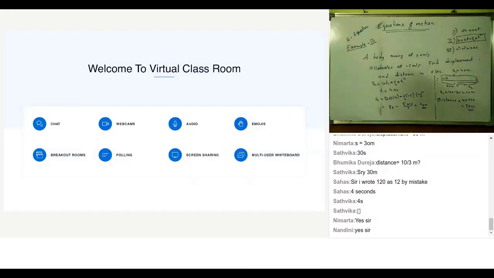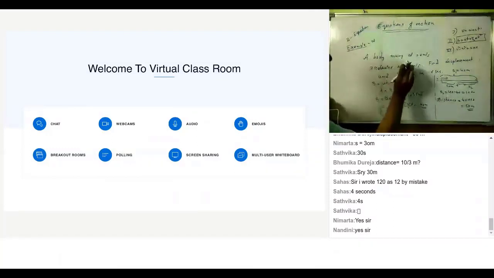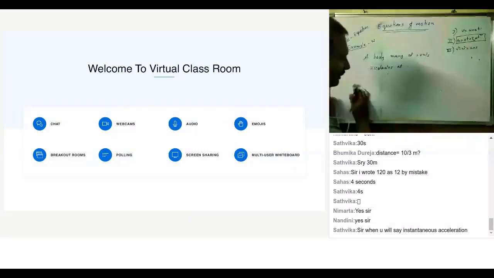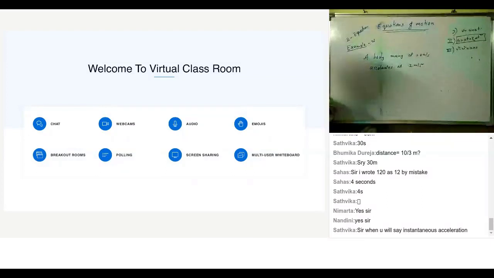Let's look at one more example. Let's say I take it as example 4. So as usual, we'll keep a body moving at 20 meters per second to be same and accelerates at, I'll say, 2 meters per second square. It's accelerating at what speed? At 2 meters per second square.